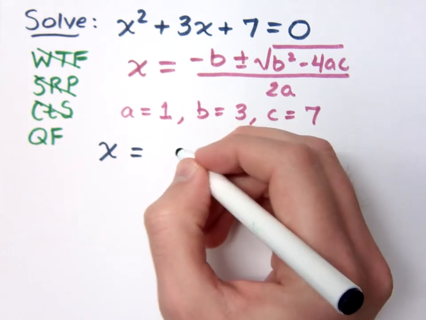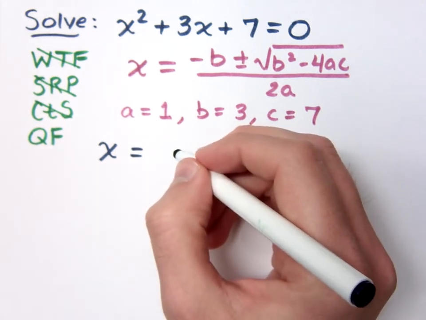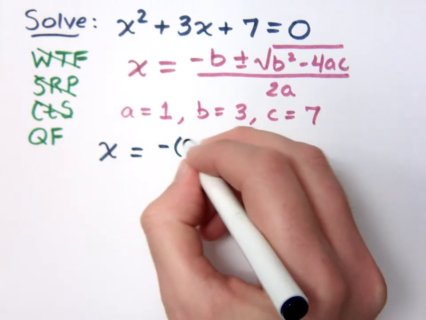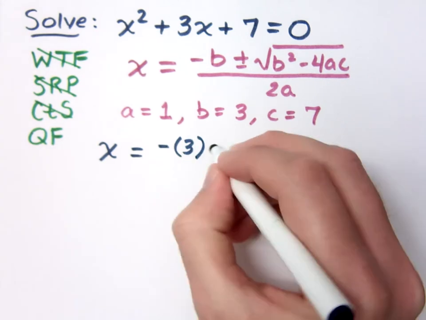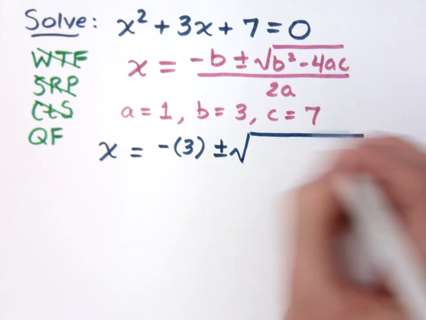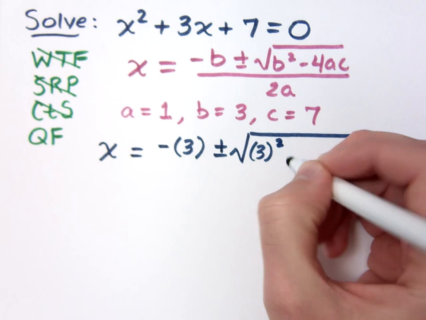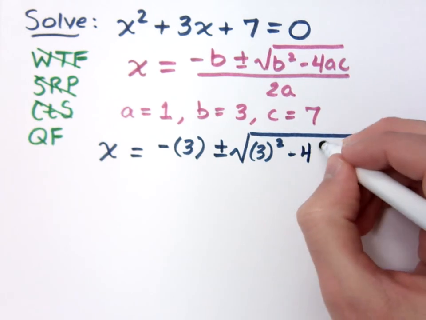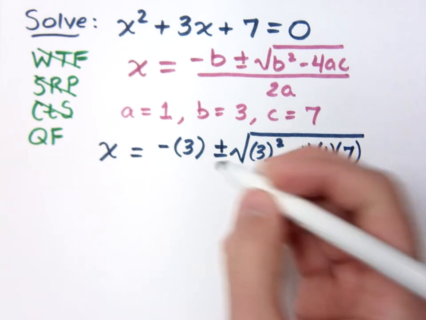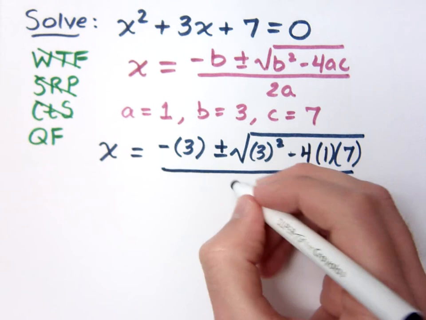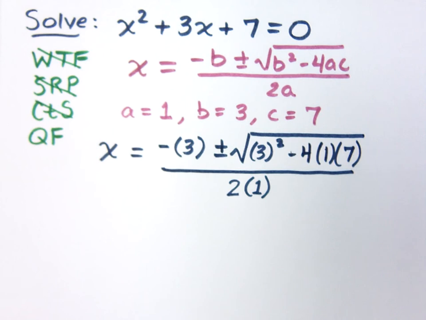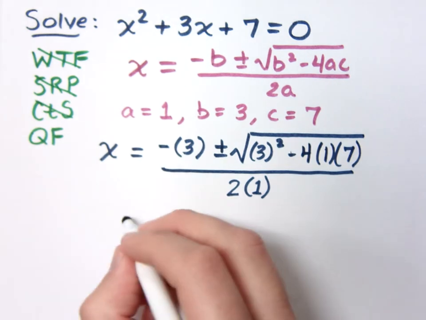Now, I'm only going to show you the amount of work that I'm showing you right now for the first time, because this is a lot more than we need to see. This is negative times your b, which is 3, plus or minus the square root of 3 squared minus 4 times a, which is 1, times c, which equals 7. And this is all over 2a, so that means 2 times 1. Again, I'm not going to be showing you this much work because there's a lot of stuff that we can just take care of in our heads.